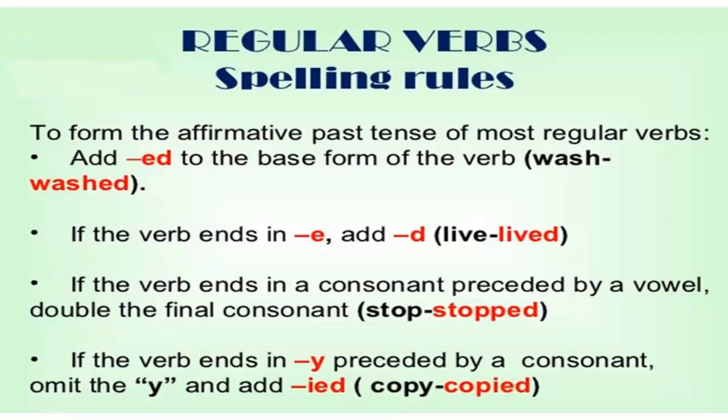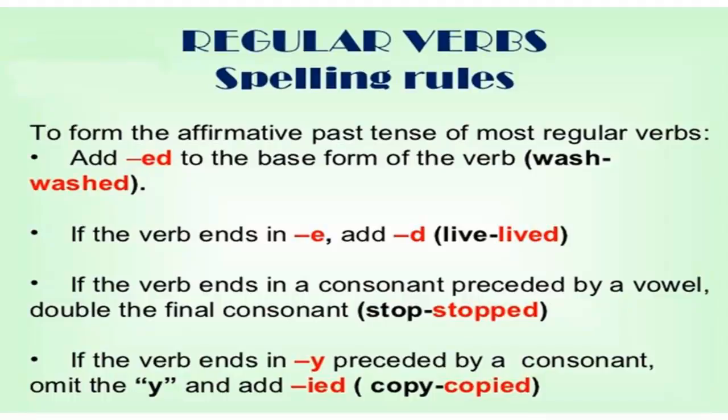Regular verbs, spelling rules. To form the affirmative past tense of most regular verbs, add ed to the base form of the verb. Example, wash, washed. So, we add ed to the verb, which is wash. If the verb ends in E, add D. Live, lived. So we only added D to live.